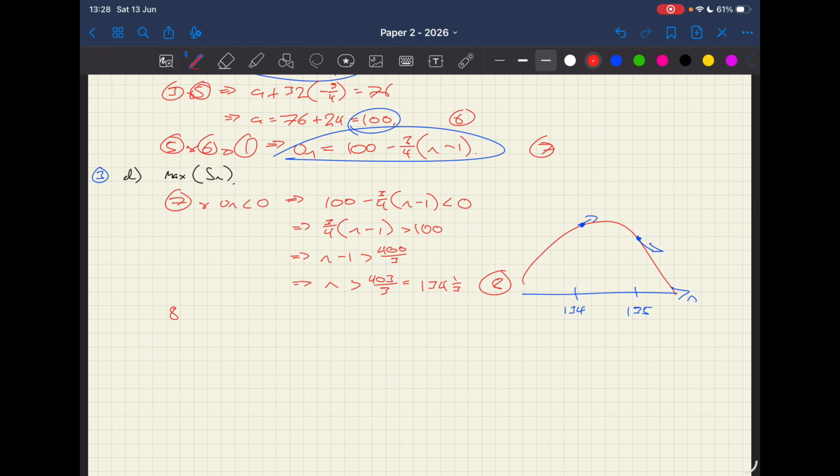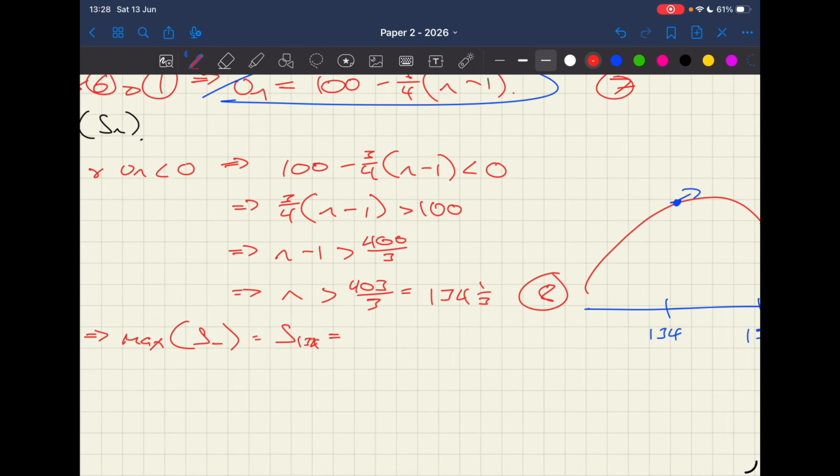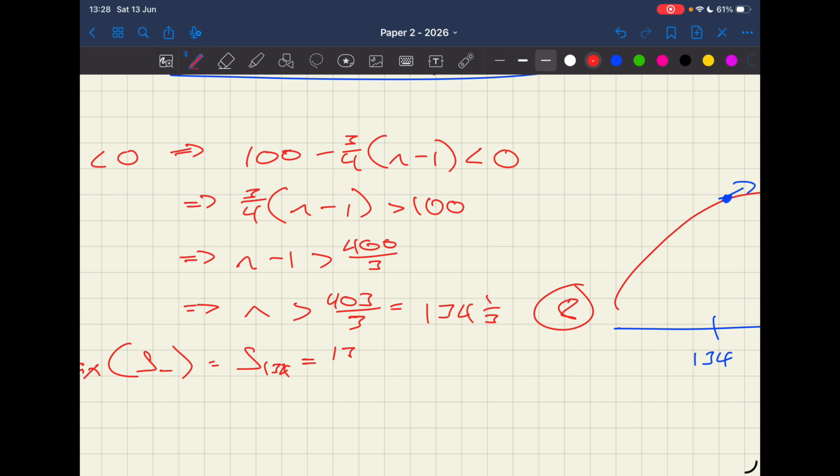And fact 8 then, what does that tell us? That the maximum value of the sum is equal to the sum of 134. Plugging them in, what do we get? 134 on 2, 2 lots of A, so 200, plus n minus 1, so 133, times by that d of minus 3 on 4.